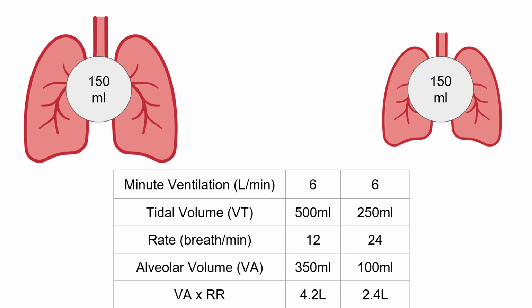What's different though is their alveolar volume. When you subtract their dead space from their tidal volume, the first patient has an alveolar volume of 350 mils, and when you multiply that by their respiratory rate, they have an alveolar volume per minute of 4.2 liters, whereas the other patient has an alveolar volume of only 2.4 liters. So despite them having the same minute ventilation, they have very different alveolar volumes.